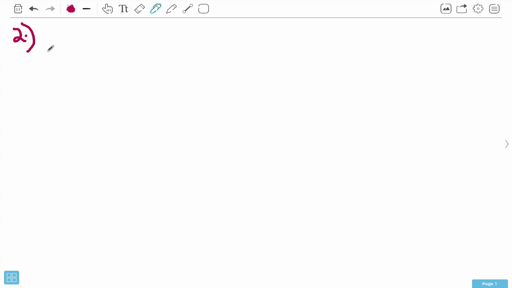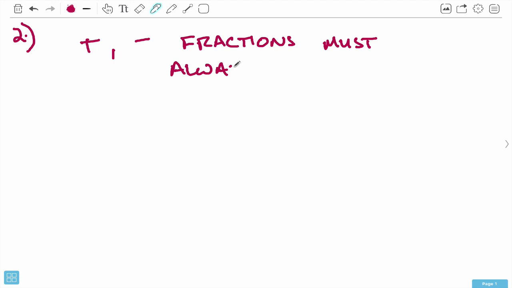Number two, we're going to get into addition. Now, one thing I should say before we go any further is when you add or subtract fractions, you must always have a common denominator.